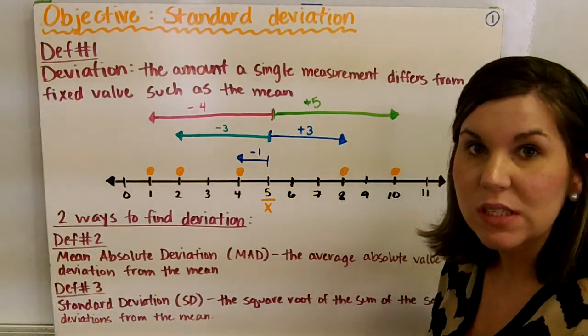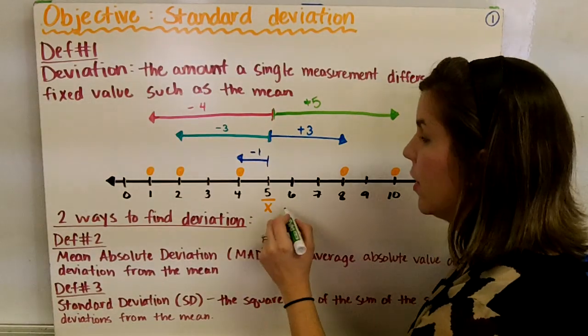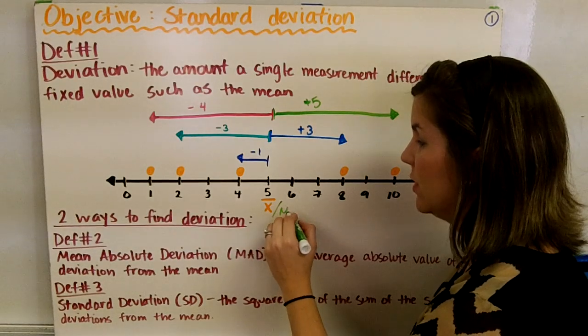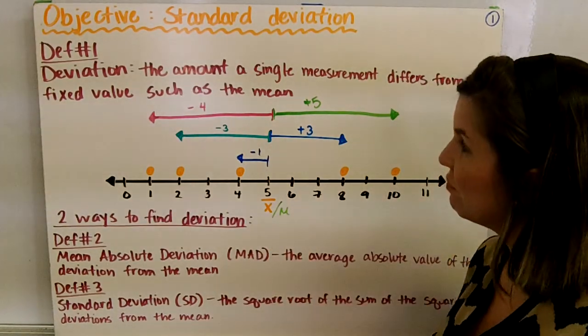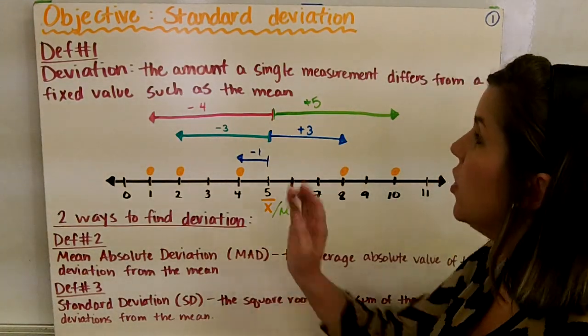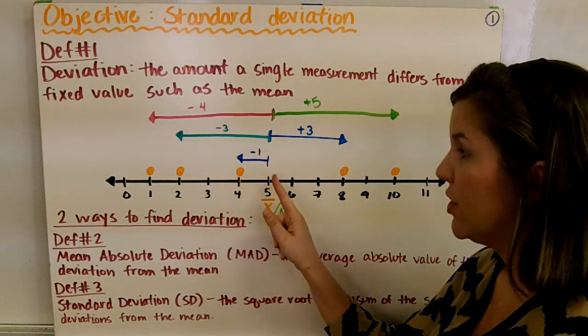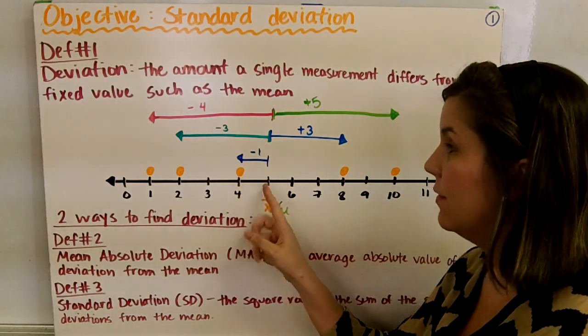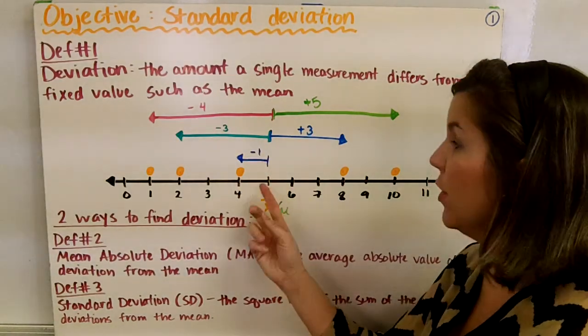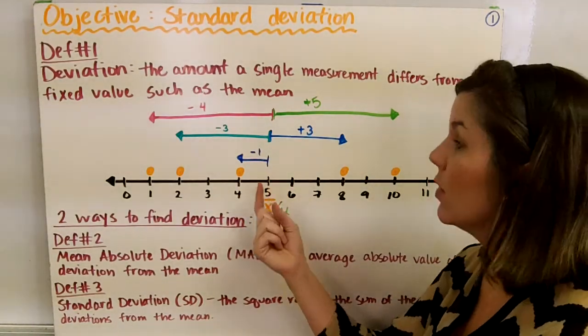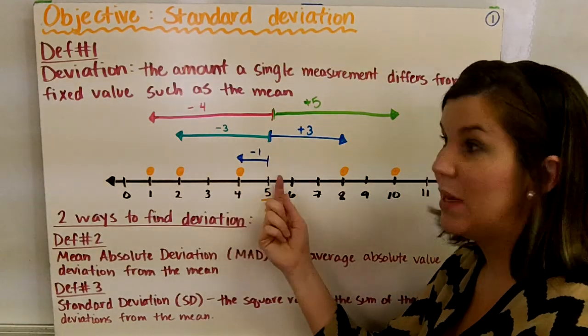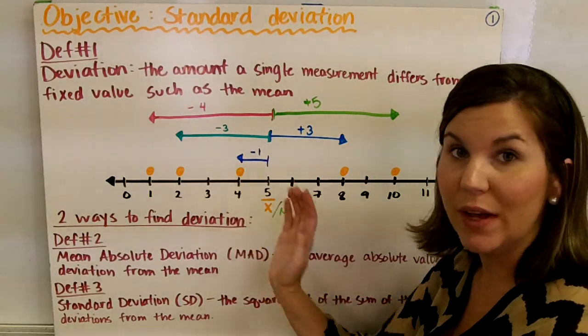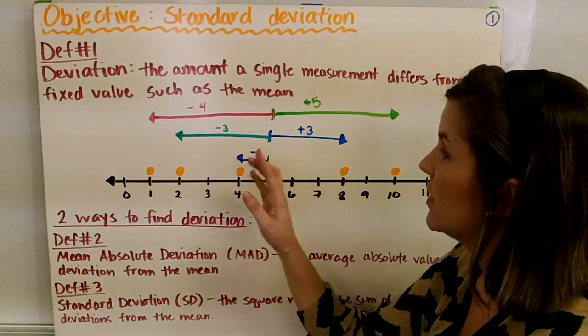And sometimes you will see X bar or mu, which is a Greek letter. So what does this mean? Well, we have 4, which is one value or 1 unit left of 5. So the deviation of 4 from the mean is -1, because it's one value to the left, 1 unit to the left.